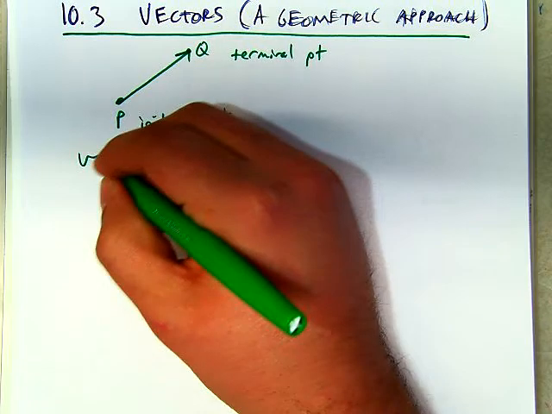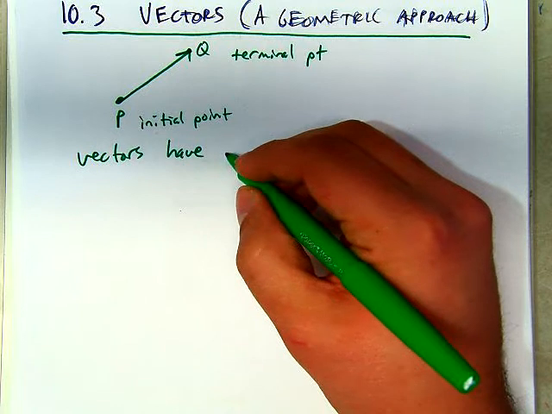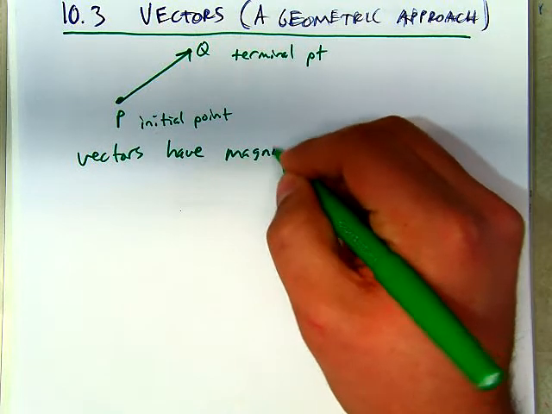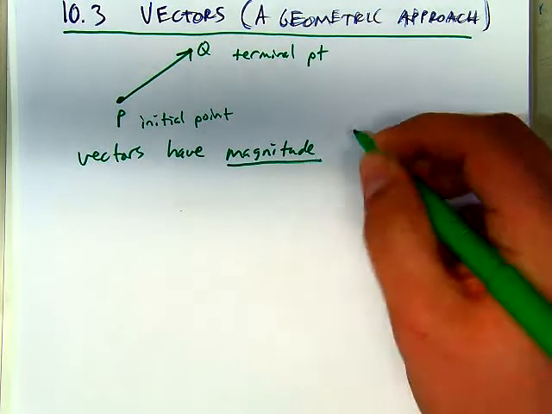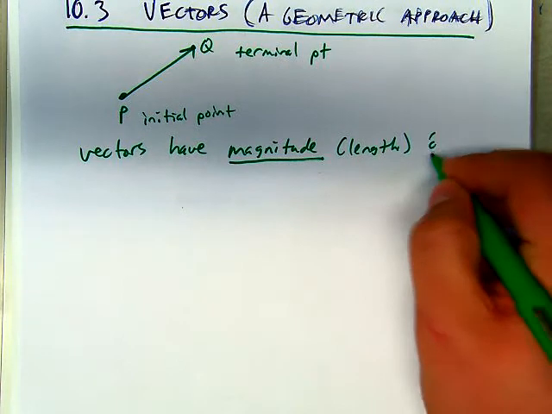Vectors have two things that are very important. They have what we call a magnitude, which means the same thing as length, and a direction.